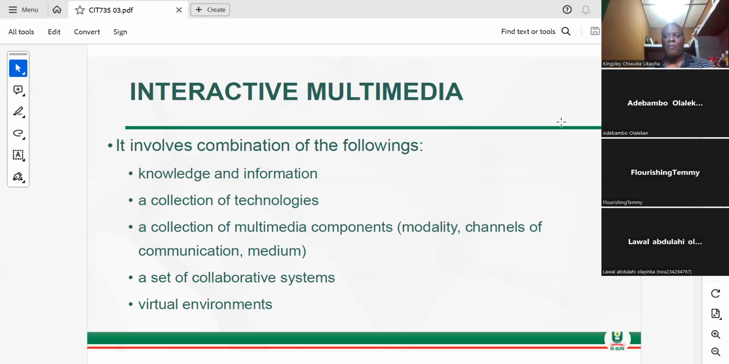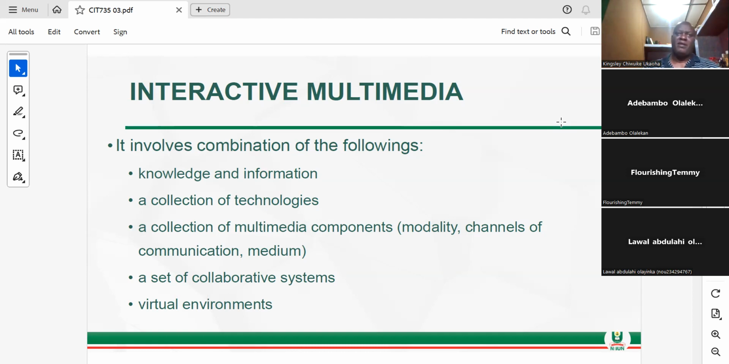Collection of multimedia components could be the modality, channels of communication. The player has a way it can stream the information from the video cassette itself, or the video, the DVD-ROM, up to the television. It will come out like that. A set of collaborative systems. The video was supposed to be the one playing, but it has so many systems that are collaborating together.